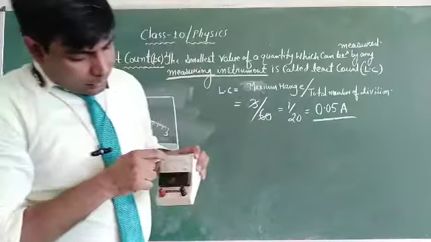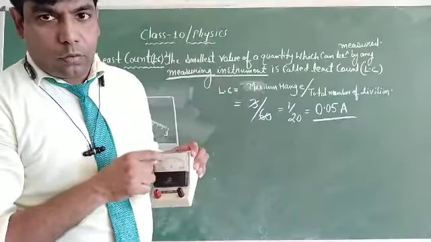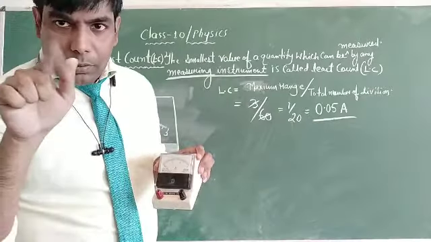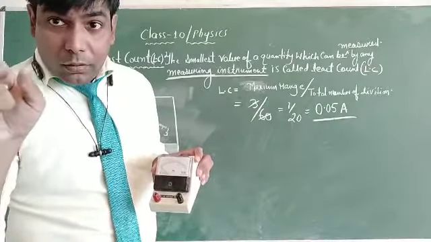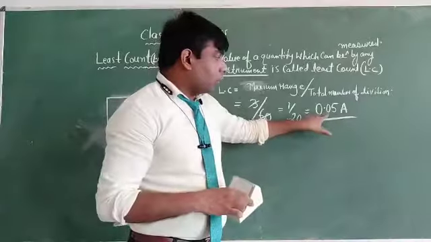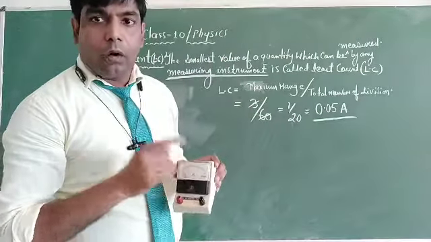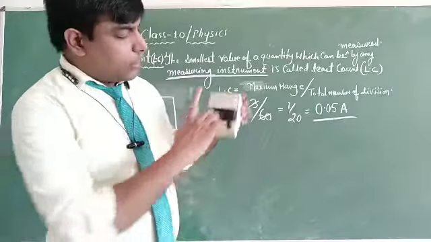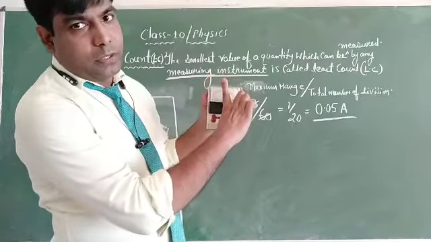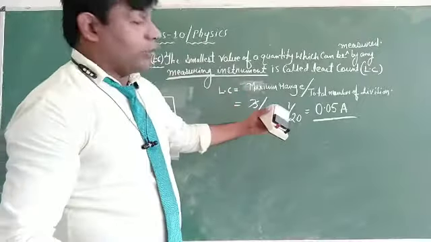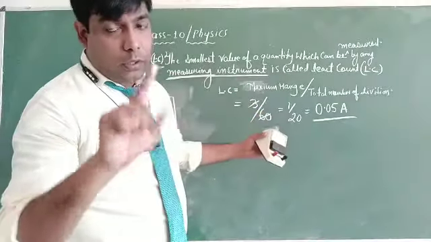Now see, if the pointer is at this position, 1, then the number of divisions will be how much? 20. And you have to multiply 20 with the least count. That will be again 1. It is written. So how to get the reading? To get the reading, just see which division the pointer is at. Then you have to multiply the number of divisions with the least count. That will give the reading.